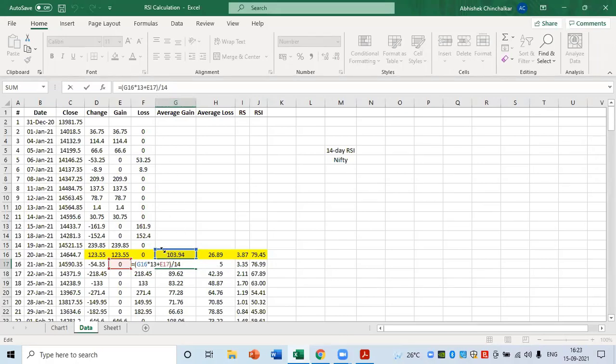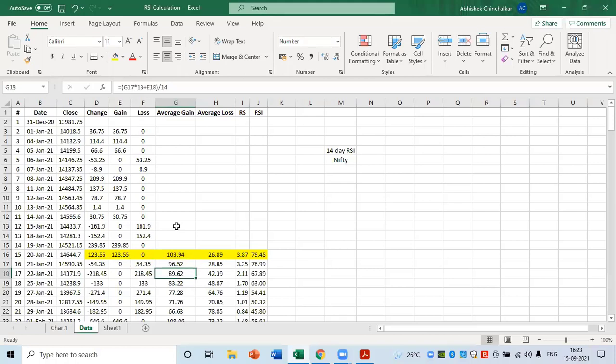Then the current day gain will be added to it, which is 0 in our case, as you can see. And this entire expression would be divided by 14. So what we have is a smoothed average for each and every subsequent period. Every subsequent average gain that you see would be calculated this way. Similarly, every subsequent average loss would also be calculated this way.